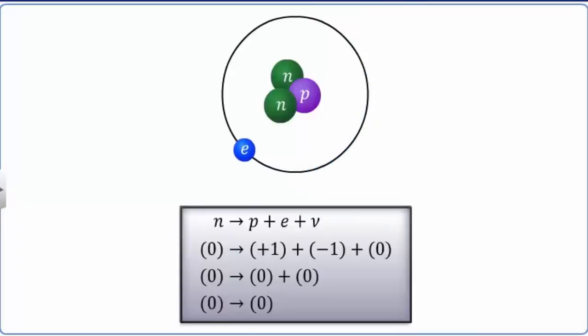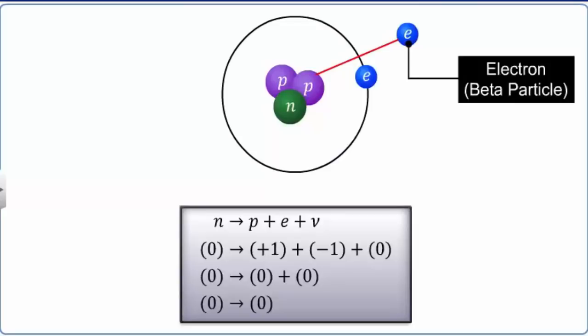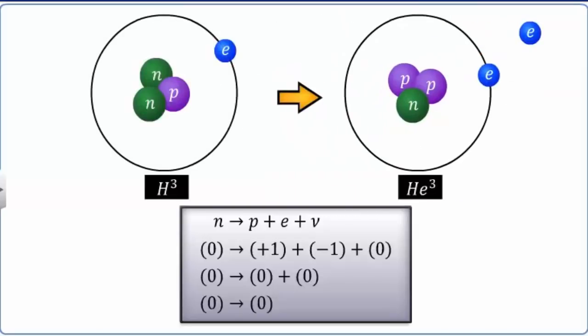Similarly, charges are also conserved in natural processes such as the beta decay of a neutron. During the beta decay, a neutron breaks into a proton and an electron, releasing a neutrino. Here, the neutron and neutrino are chargeless particles, while the proton and electron are oppositely charged particles, whose combined net charge is zero. Hence, we observe that the total charge in this process is conserved.